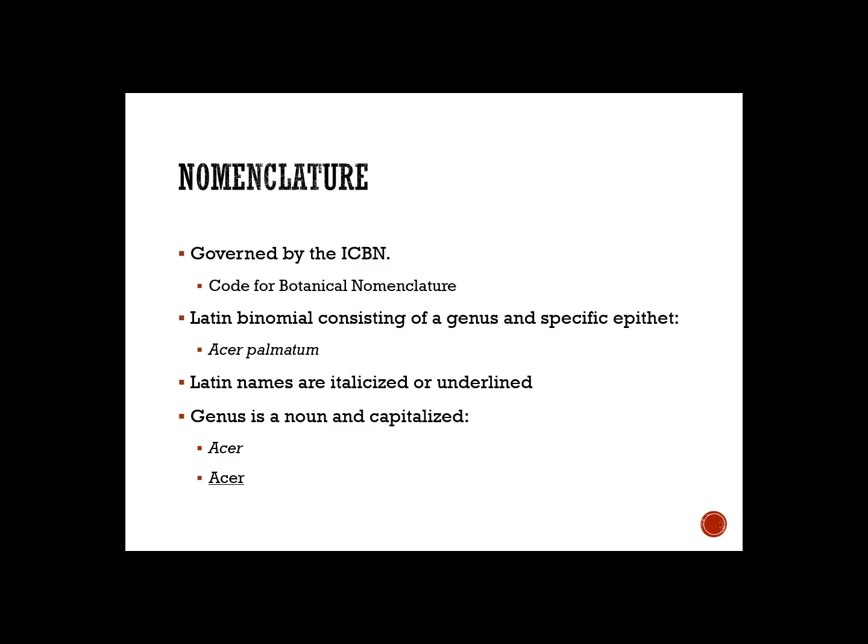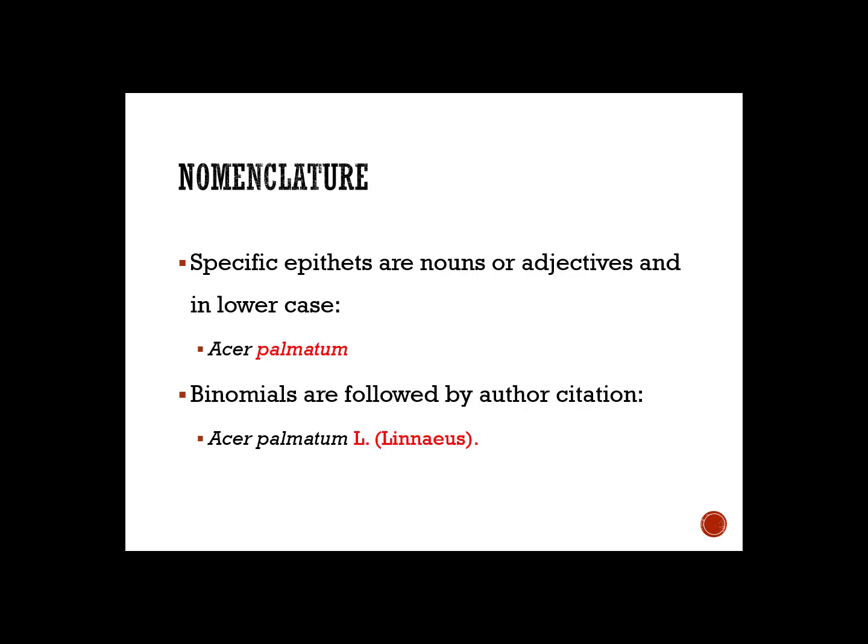Latin names are going to be italicized or underlined, and genus is a noun and is capitalized. And so Acer, which is maple, is either going to be italicized or underlined, but definitely capitalized. Specific epithets are nouns or adjectives, and they're in lowercase. So here we have Acer palmatum, that's Japanese maple. Again, palmatum is a specific epithet.